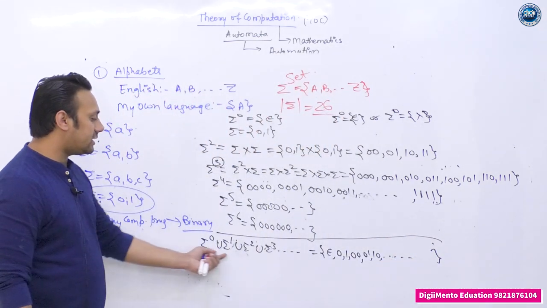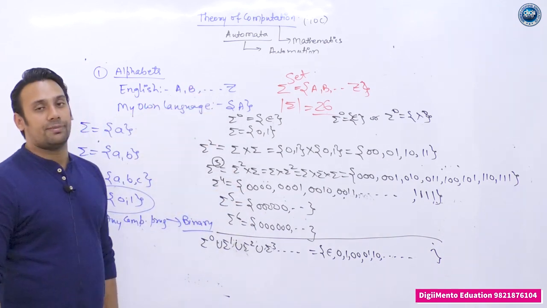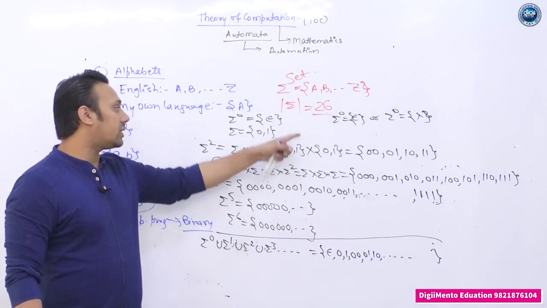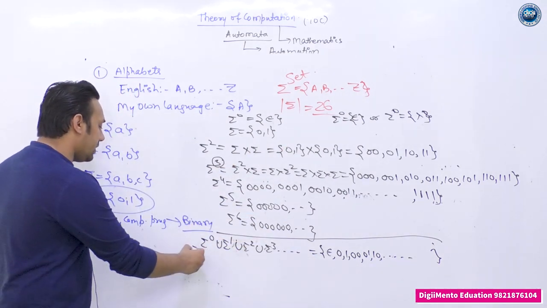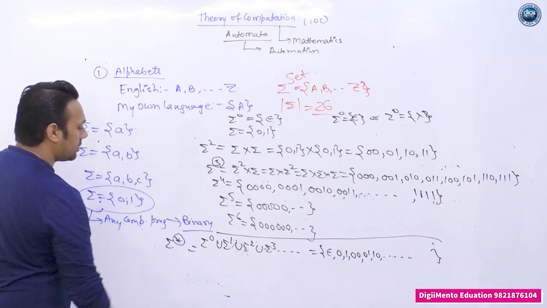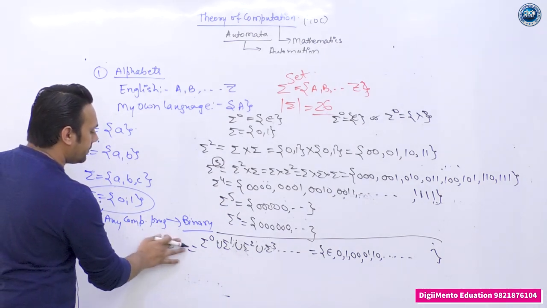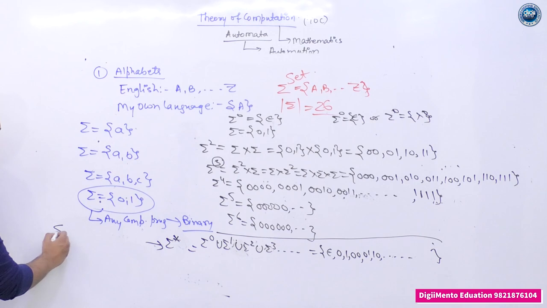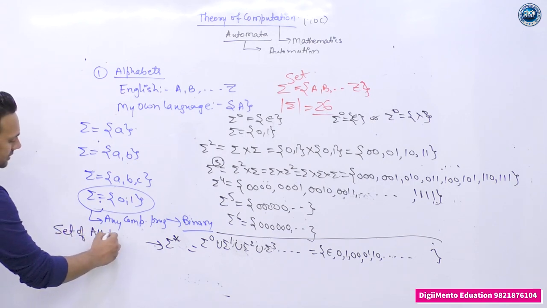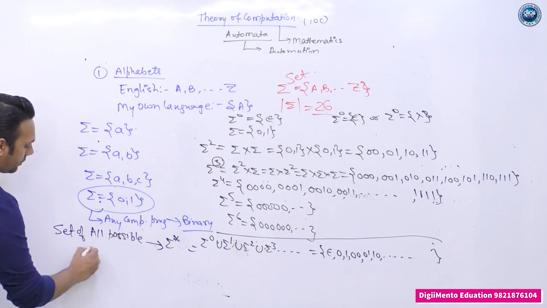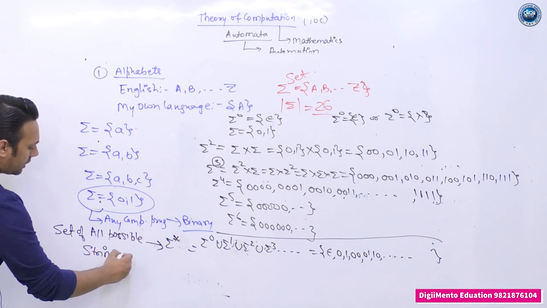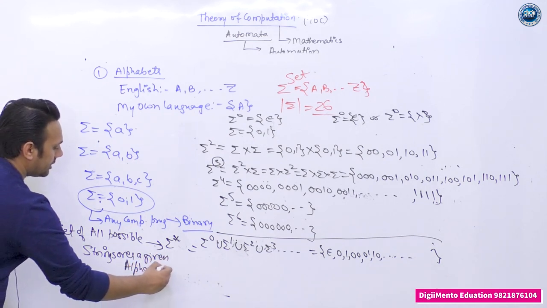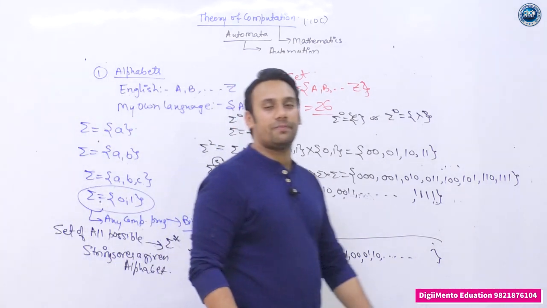So basically if I take this infinite union, yahan par jitne bhi summations ki power exist karti hai, if I take an infinite union, so this will be set of all possible strings over a given alphabet, and this will be represented by summation star. So I just write star like this, summation star. So summation star means set of all possible strings over a given alphabet.